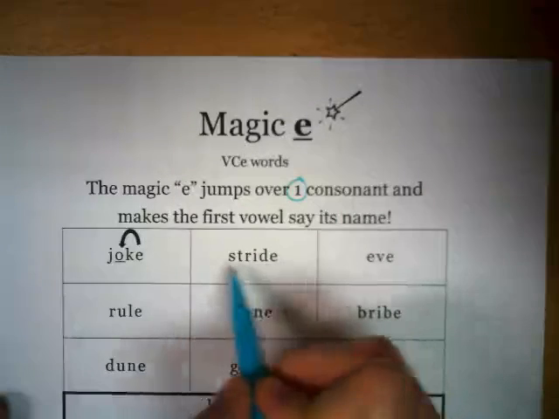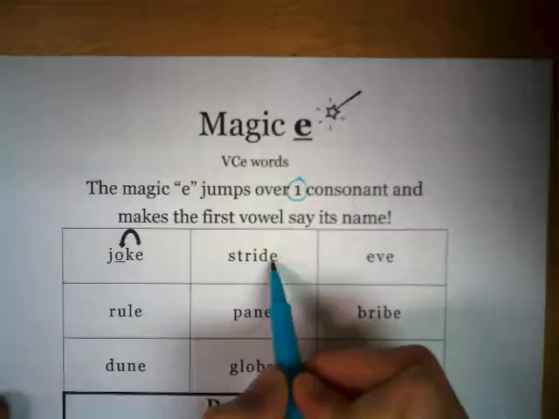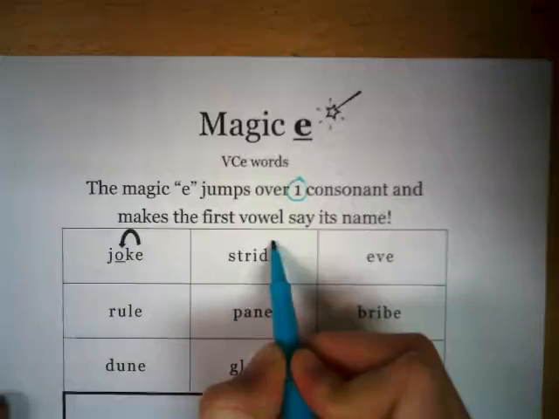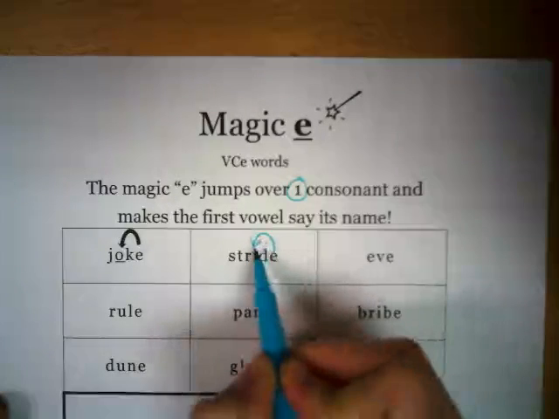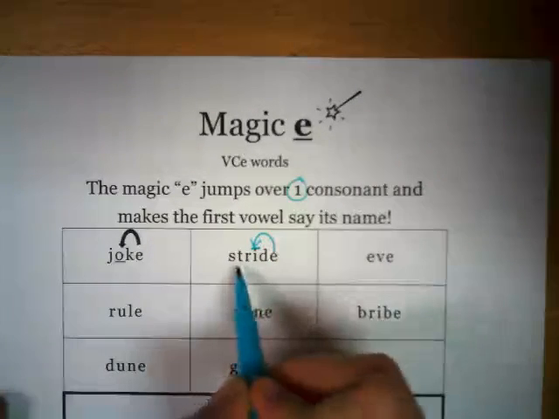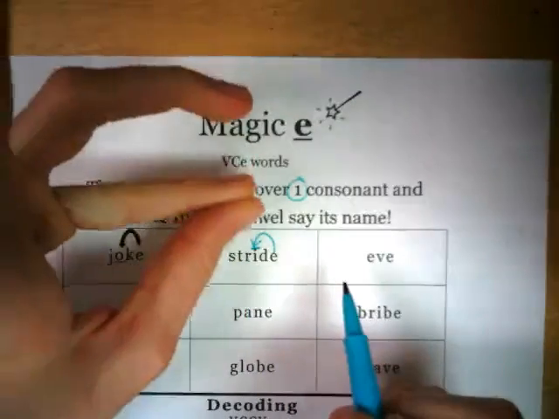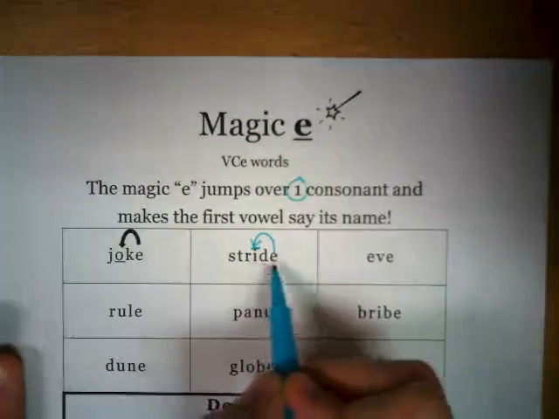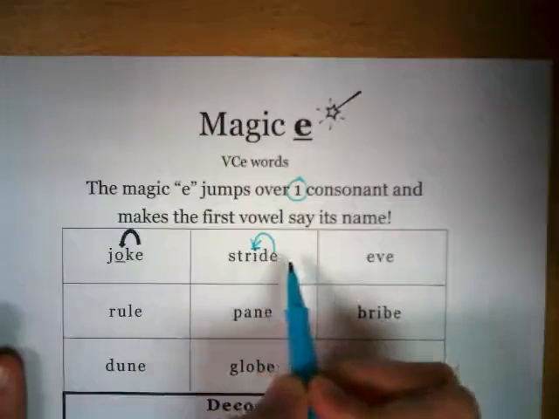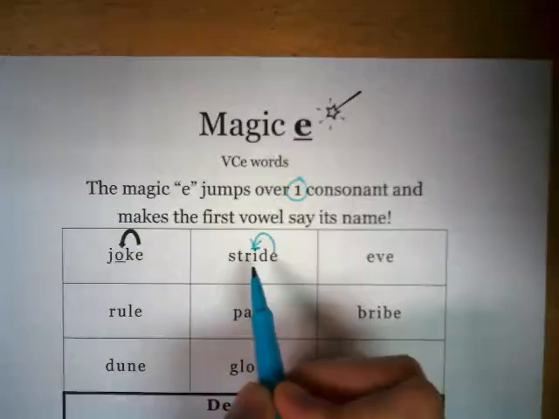But if I look at this word, I'm going to look at the whole word, and I see an E, and I'm going to say, oh, there's one consonant, so the E is going to go tell that I to say its name. So I would tap this, S, T, R, I, D. The E, after it does its job, is silent, so it says stride.